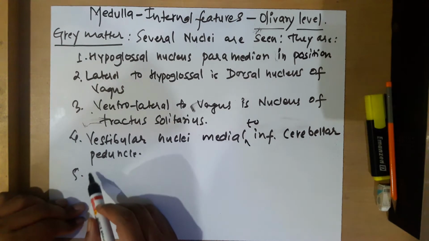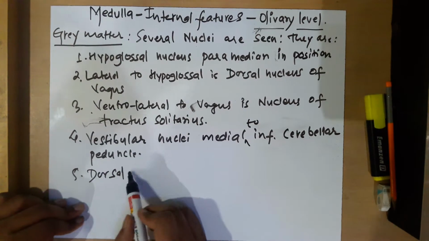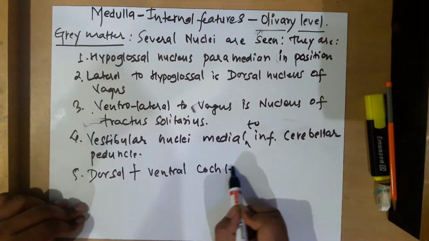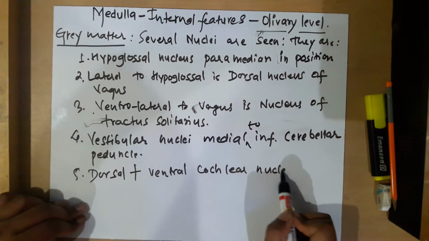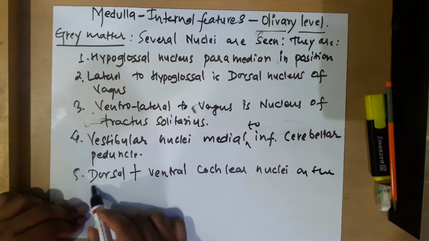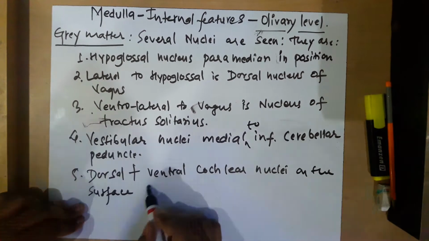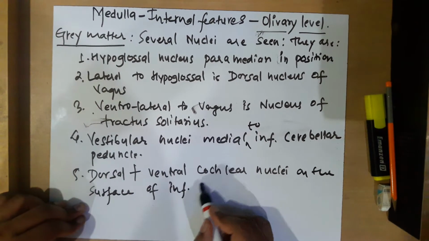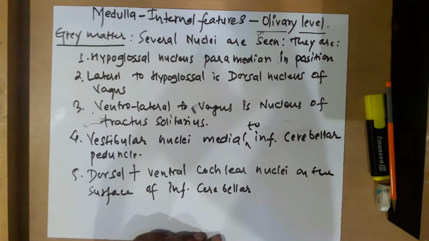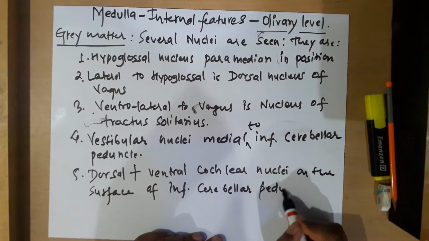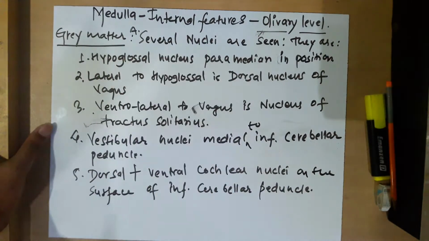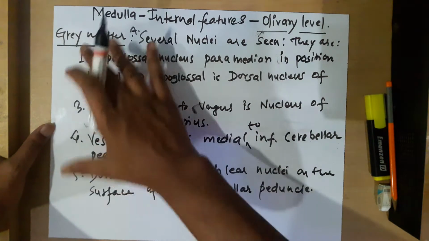Then we have dorsal and ventral cochlear nuclei on the surface of inferior cerebellar peduncle. So this was 1A. Under several nuclei are seen, we see these nuclei.